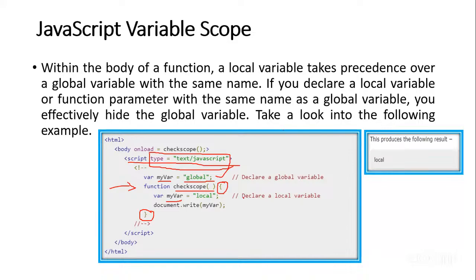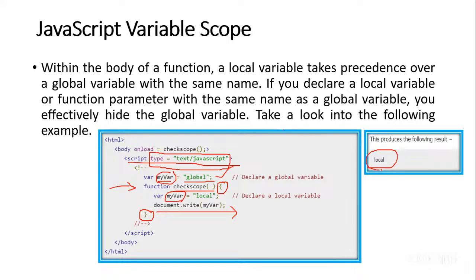Okay. Right. So here my global variable name and my local variable name are the same. That is my variable, myVar. Whenever I am trying to print a variable name where we have one global variable and one local variable with the same name, the priority is given to the local variable. That is the important point here.